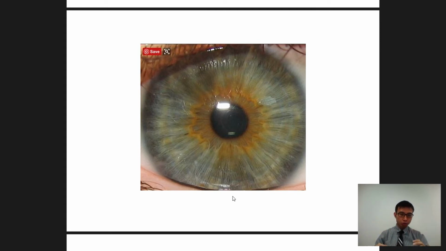Now, over here, in this diagram, you have a smaller pupil, and you have a contraction of the circular muscles. It becomes smaller. So less light will go into my eye. So when the environment is really bright, this is what's going to happen.